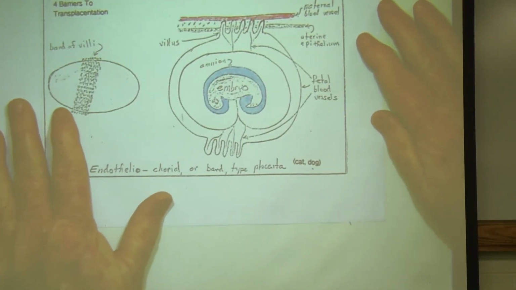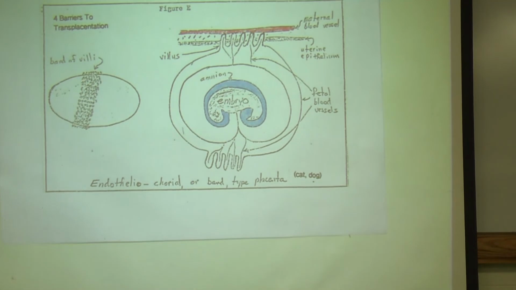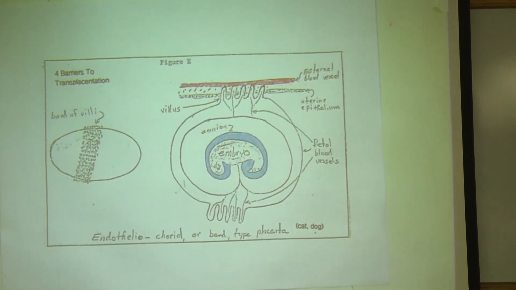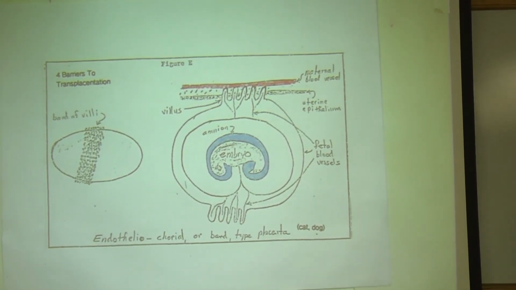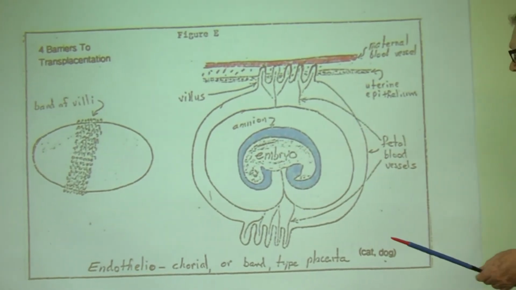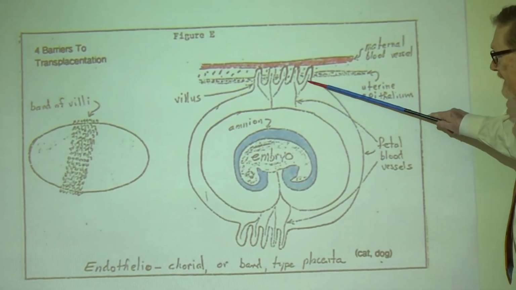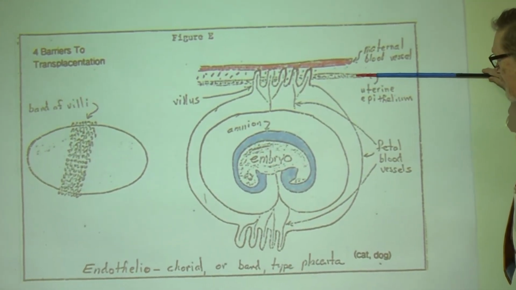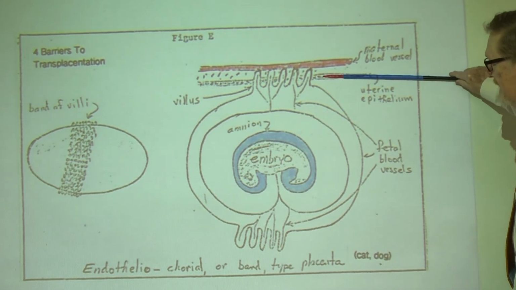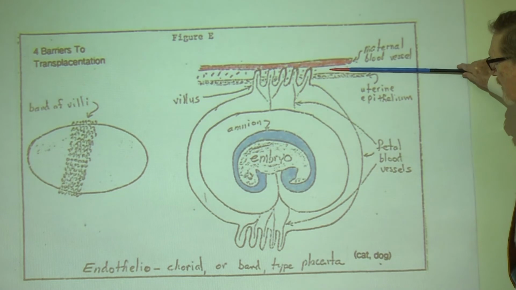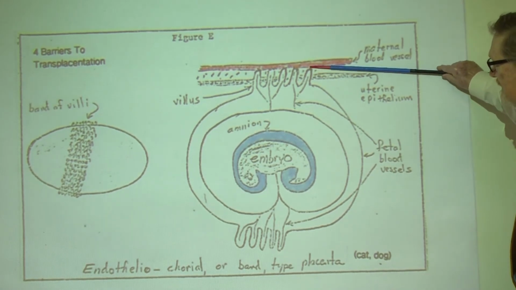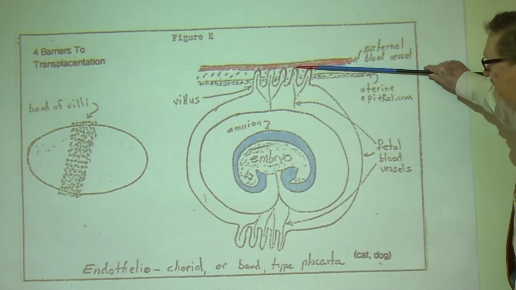This type of placenta right here gets rid of another layer. There are going to be only 4 layers of transplantation barriers. Notice that the villi not only have poked their way through the uterine epithelium, mama's tissue, they've also plastered all the way up until they touch the wall of the maternal blood vessel.